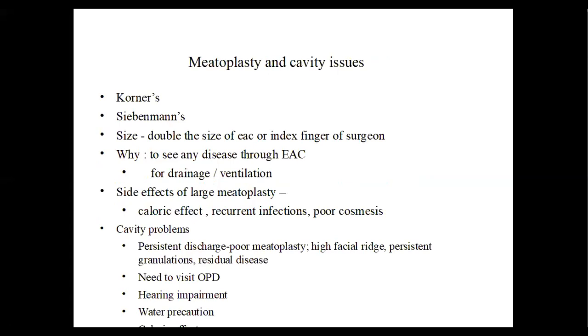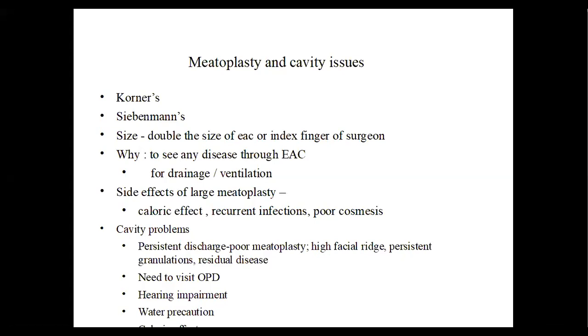So these are the commonly done myoplasties, and you will be asked how you will assess the adequacy of the myoplasty you have done, whether it is adequate or not. You should say at least double the size of the external auditory canal, roughly. So the size of the myoplasty should be at least double that of the external auditory canal, or roughly the index finger of the surgeon should pass easily through that myoplasty. So these are the two bedside techniques of confirming the adequacy of the myoplasty.